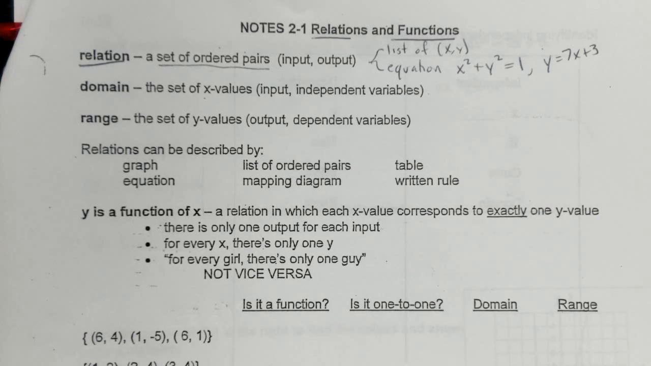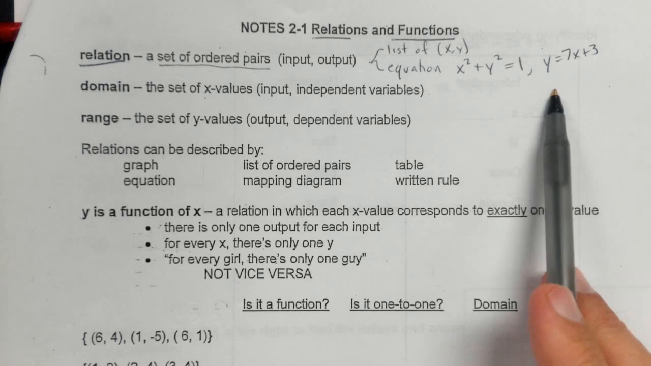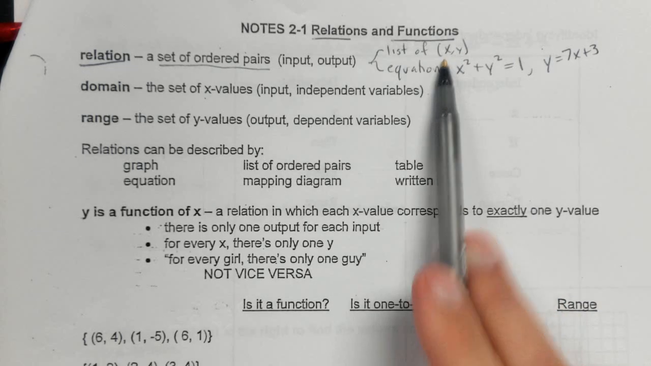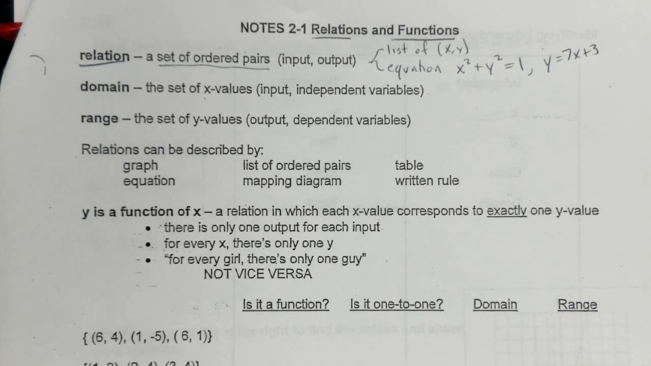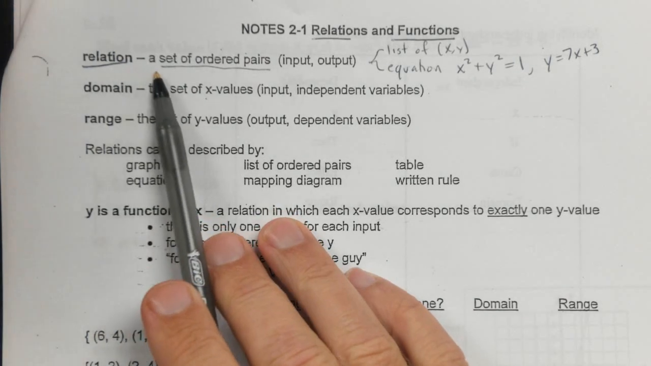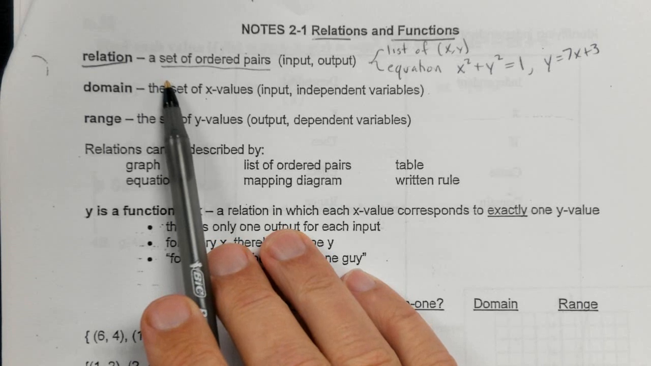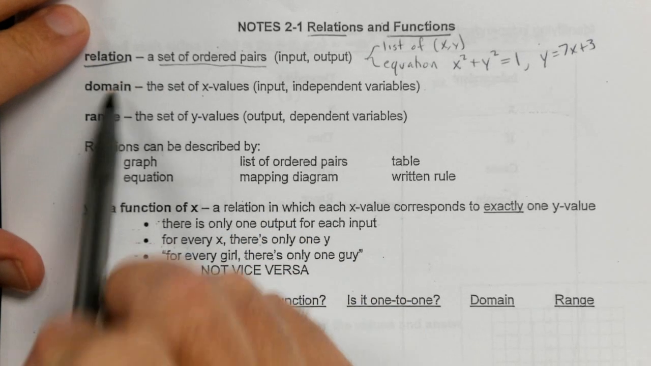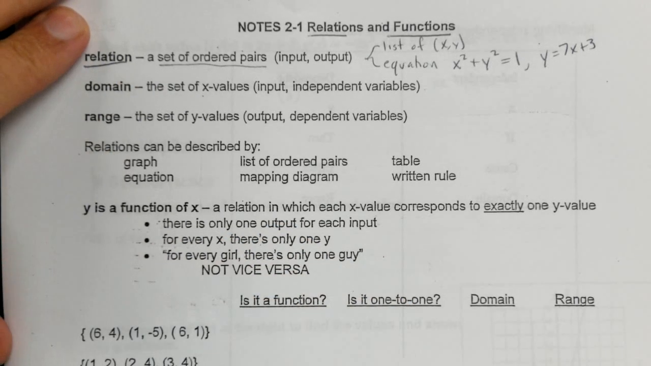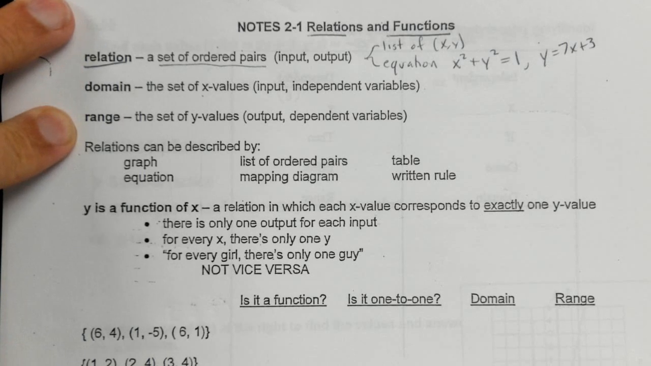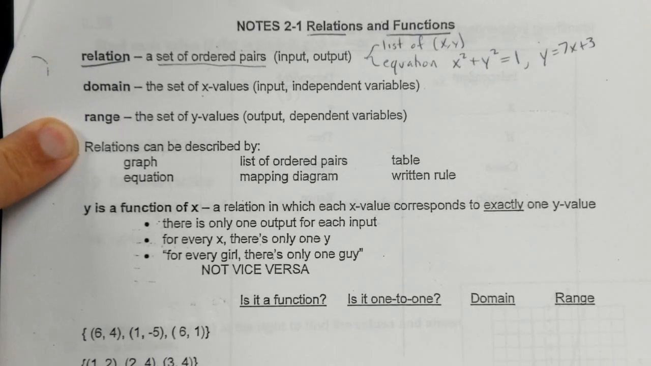Or y equals 7x plus 3. Those are equations or a list of ordered pairs. Any set of points, however they're defined, is a relation, as opposed to a function, which we'll get to in a minute. Domain and range we talked about on Thursday. Domain's the x's, range is the y's. We'll kind of cruise through that.